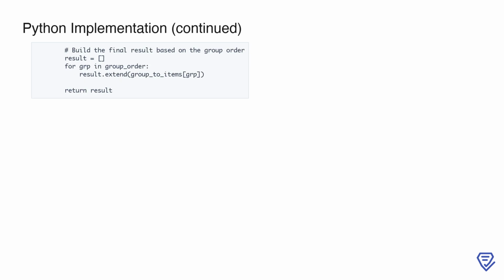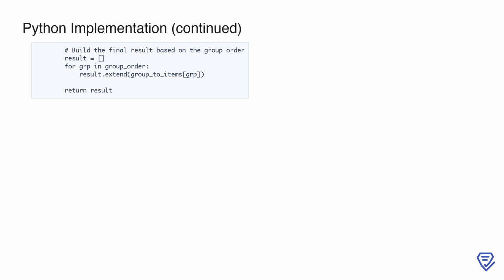Finally, we construct the overall result by iterating through the sorted order of groups. For each group, we append the items in that group, following the order determined in the previous step. This ensures that both intergroup and intragroup dependencies are respected in the final order. Once all groups have been processed, the result list contains the correctly sorted items. This is returned as the solution to the problem. By combining topological sorting with dependency graph analysis, we effectively handle both the item level and group level constraints to produce the desired ordering.